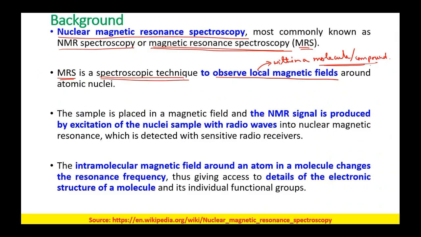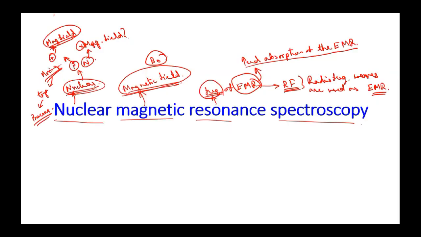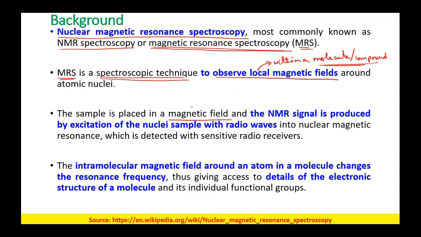As we see here, the sample is placed in a magnetic field. As I told you, there is an external magnetic field B0. The NMR signal is produced by excitation of the nuclei of the sample with radio waves into nuclear magnetic resonance, which is detected by sensitive radio receivers.